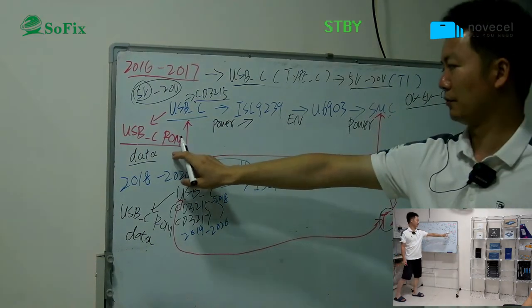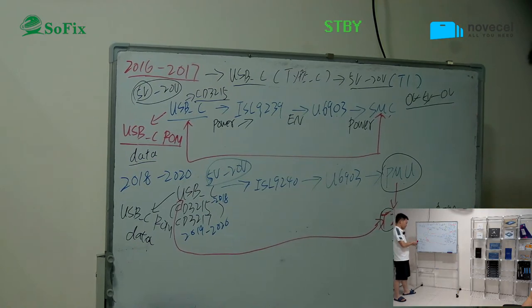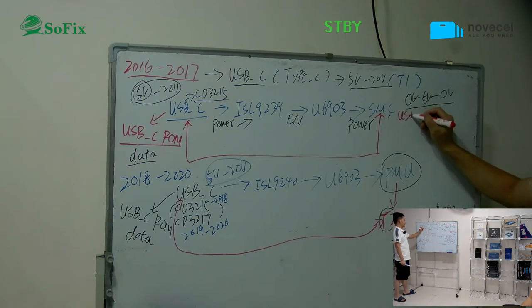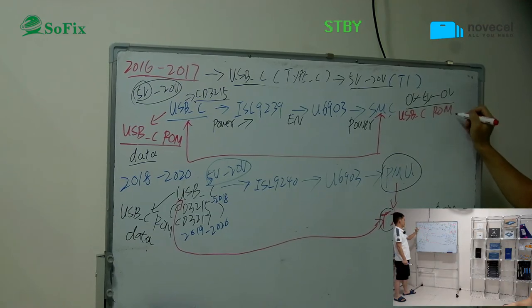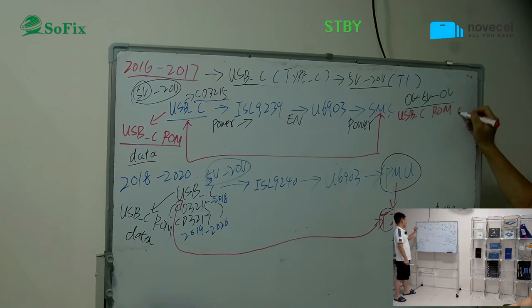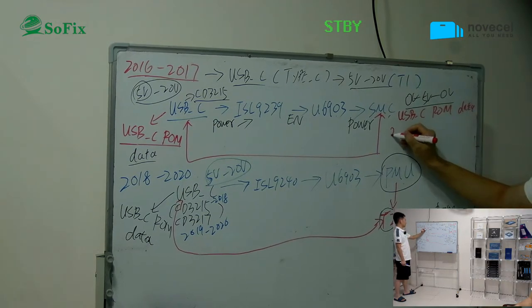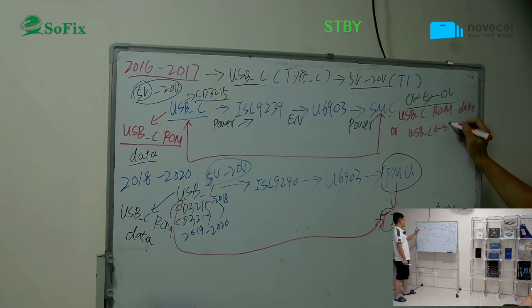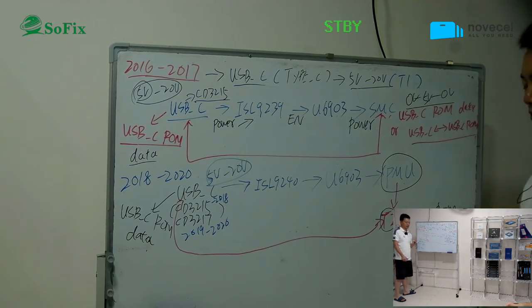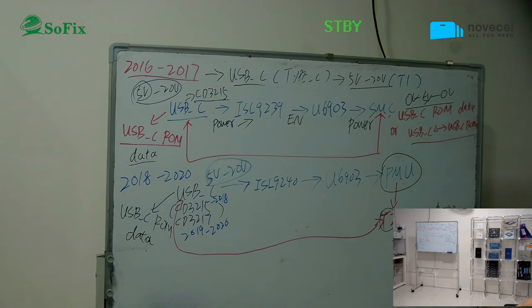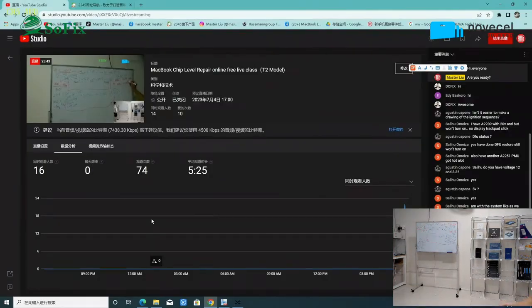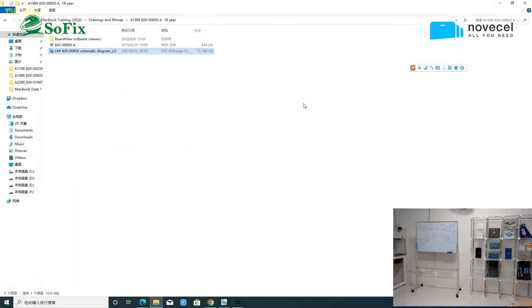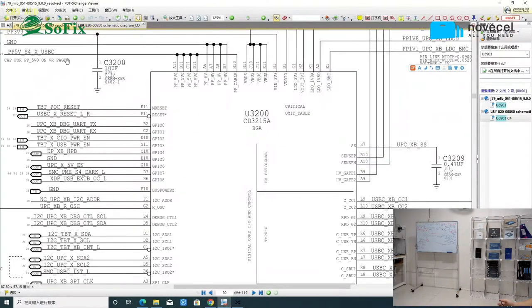When the USB-C ROM data, okay, I write down this one. USB-C ROM data. The USB-C to communication, the USB-C ROM disconnects. Which one? The line. Okay, you can see the schematic. Now let's go to the schematic. So it's like 0 to 5 to 0, it's like jumping. You mean the voltage is jumping, yeah, right? So this is probably the problem with the USB-C ROM.